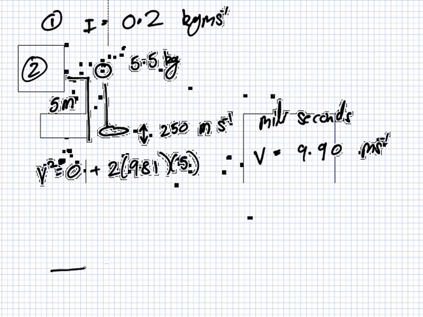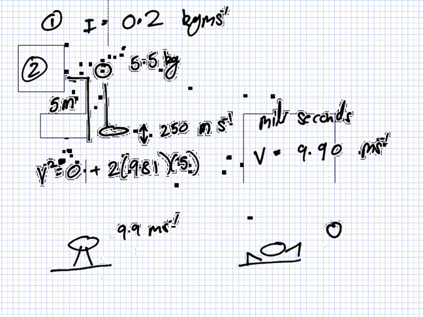So look, here's the cat. The cat is going 9.9 meters per second, and then the cat bends its legs. How fast is the cat going now? 0 meters per second. And I give you the time here: 250 milliseconds, or if you want, 0.250 seconds. So my question is, what's the impulse?